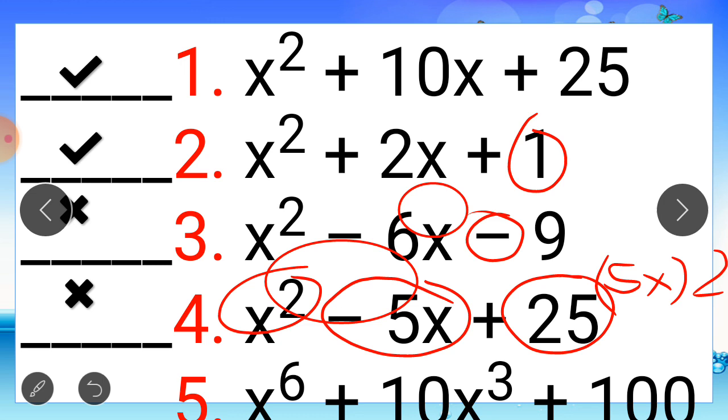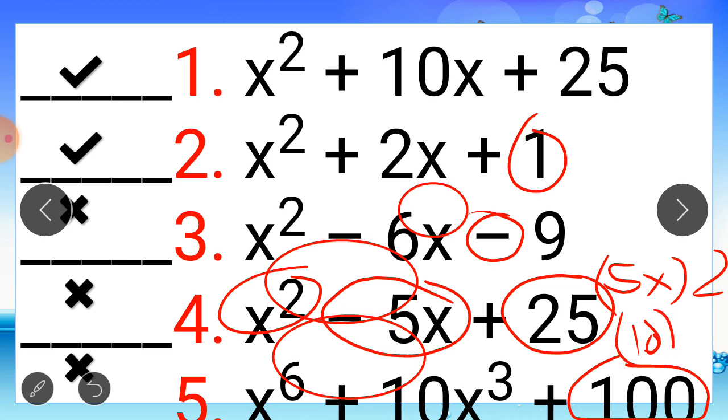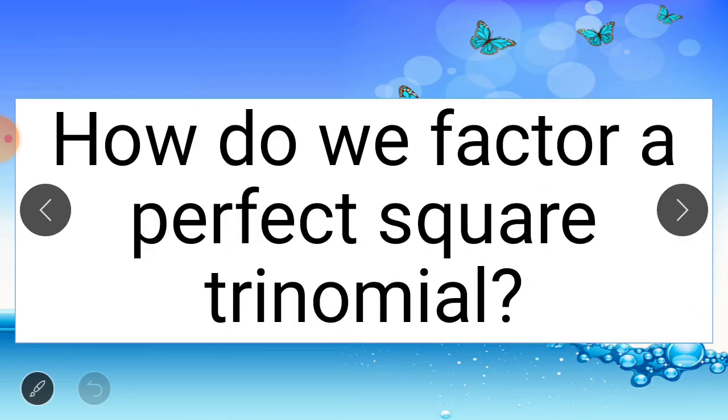For number 5, x also, because the square root of 100 is 10 and the square root of x raised to 6 is x cubed, and multiply this by 2, that will be 20x cubed, but the middle term is 10x cubed, so that's an x. Okay, so now once you prove that the trinomial is a perfect square trinomial, we can now factor.